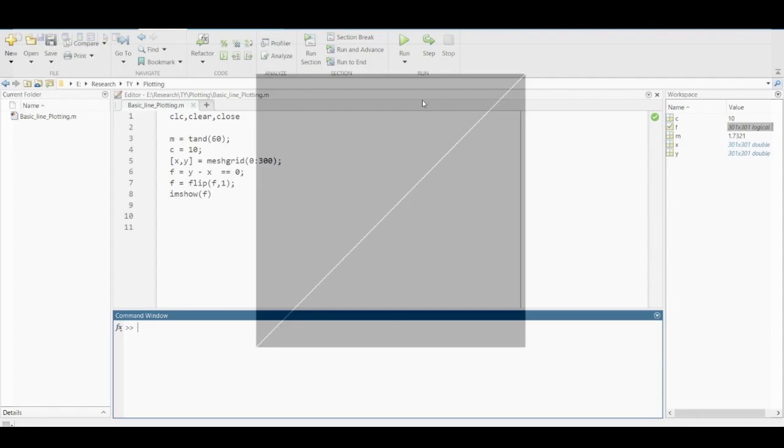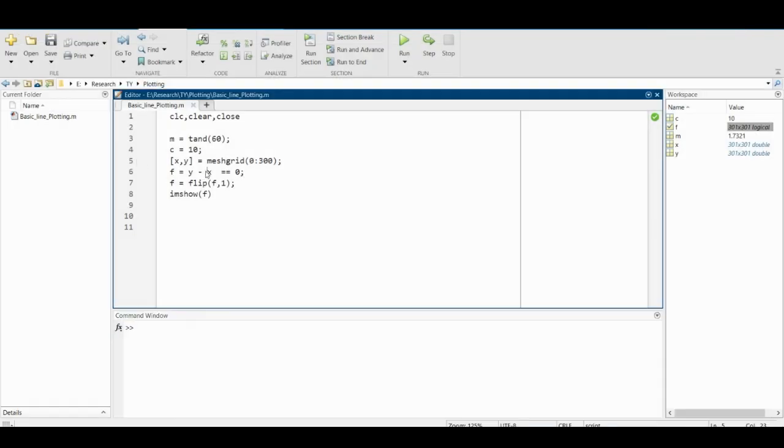Okay, let me change the slope and intercept and see how it behaves. In order to write the equation for that, I just write m into x, and you can write minus c here, or you can write plus c at this point. It's up to you. Okay, let's write it like this: y is equal to mx plus c.